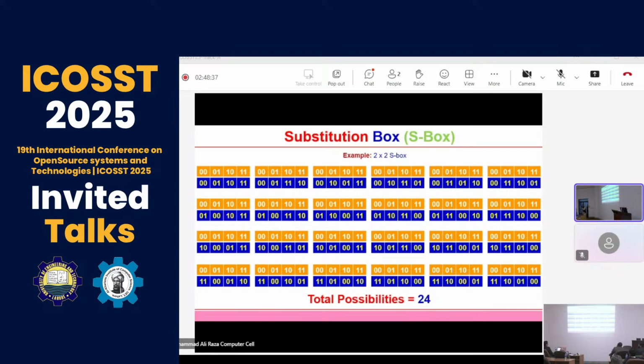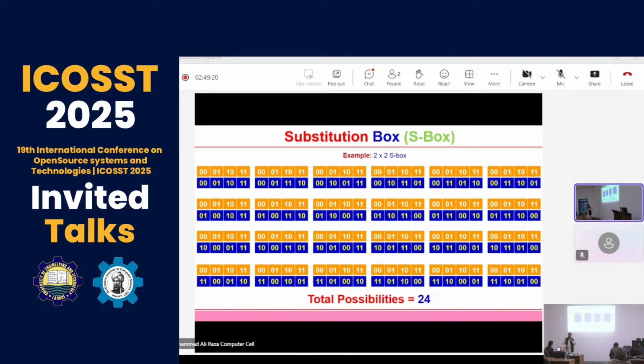24 possibilities will be there. Look at the first row. 0 is replaced with 0, 1 is replaced with 1, 2 is replaced with 2. This is one possibility. Second one is 0, 0, 1, 1, 2 is replaced with 3, and 3 is replaced with 2. What about this choice? It is the weakest one. So 24 possibilities.